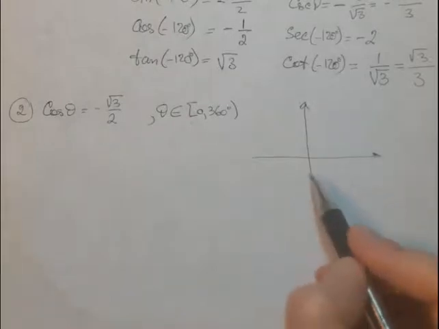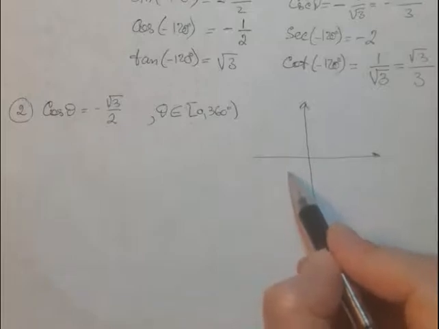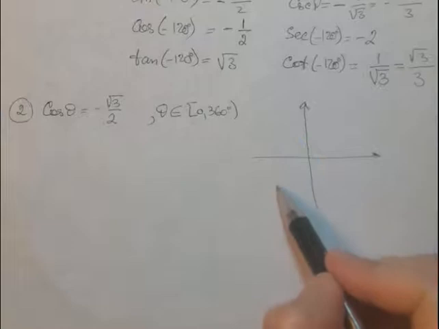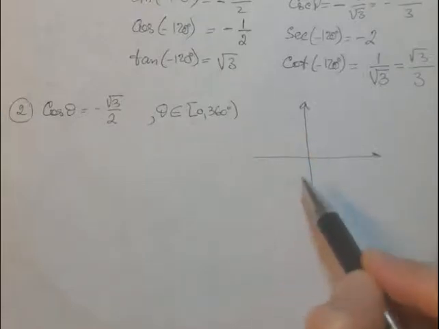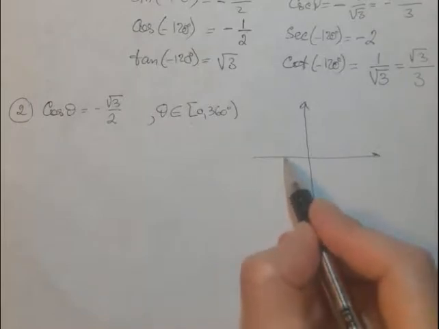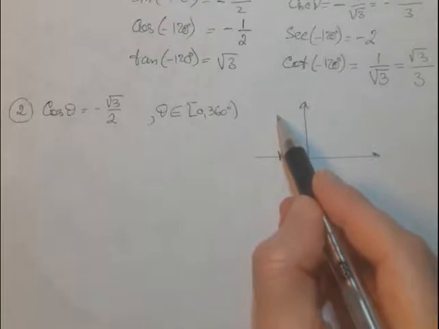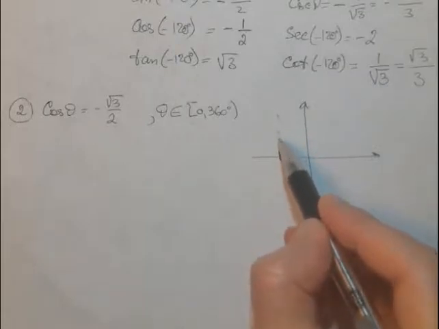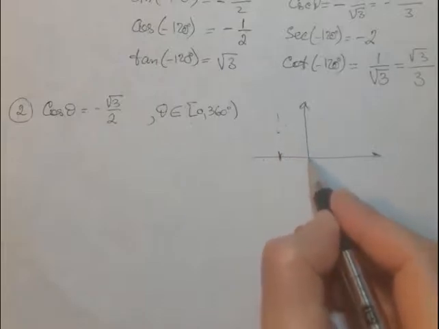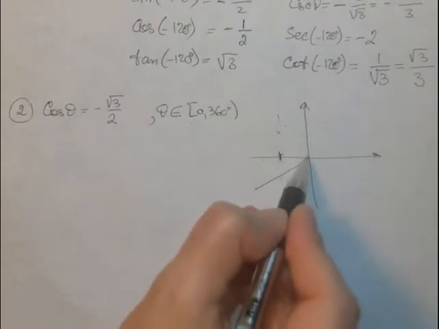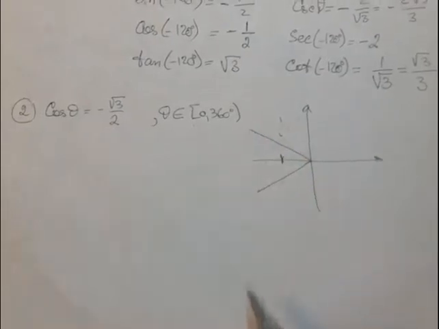Okay, so cosine of theta is negative. It must be an angle in the second or in the third quadrant, and we can find two angles having the same value of cosine. In the third quadrant and in the second quadrant.